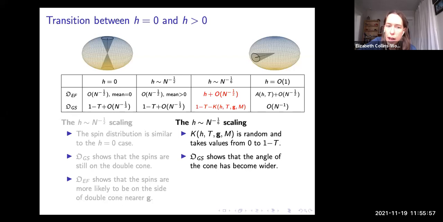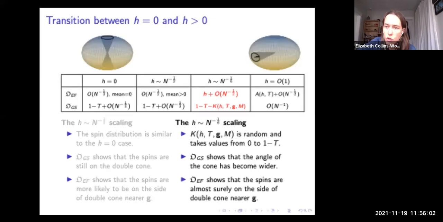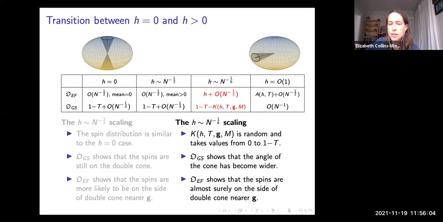And then if we look at the first row, the overlap with the external field, now that is strictly positive. And so what that tells us is that the spins are almost surely on the side of the double cone that's near G. So if we think about this double cone that we had before, it's gotten wider, and also, the spins are only on one side of this. So depending on which side of this is closer to the external field vector, that will determine where the spins are most likely to be located. So that's the information that I wanted to present relating to these results.